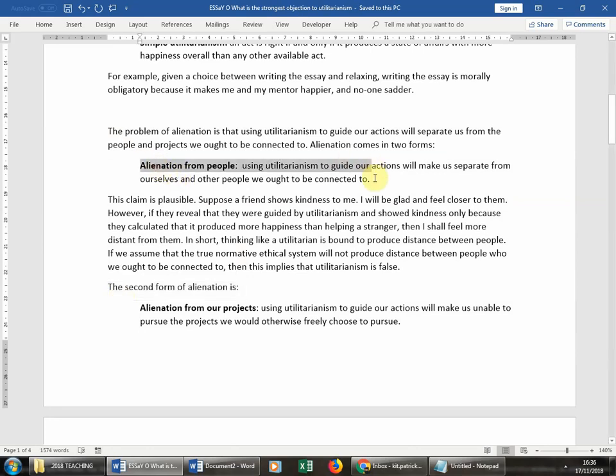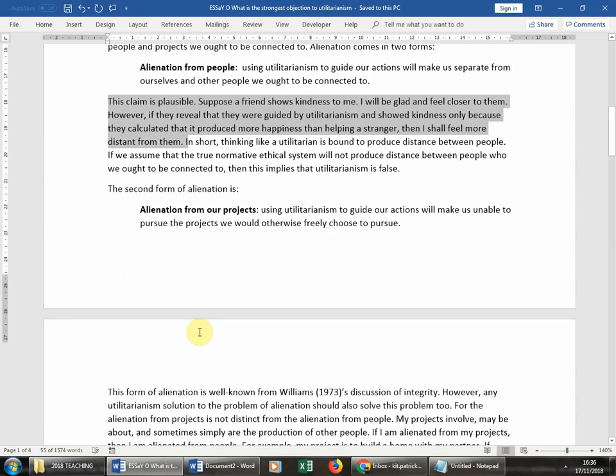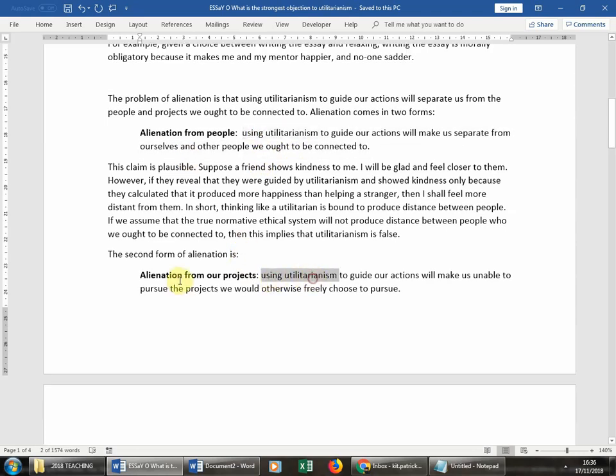We've got two different forms of alienation, and they're clearly distinguished. They're explained, they're illustrated with a concrete example. And then this is also explained and illustrated with a concrete example. Now, it's not perfect. In particular, the definitions have got this slight element of redundancy. So we define alienation from people as using utilitarianism to do something, but then later on we talk about using utilitarianism leads to alienation from people. So there's a sort of redundancy built in here. You get the same redundancy here.